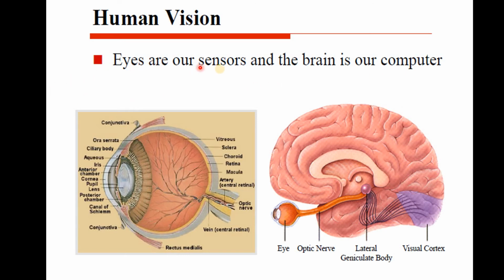So eyes are like sensors, like we have cameras, and then there is the brain that works like the computer hardware plus the software. Maybe you can say that the physical brain is the hardware, and whatever is inside the brain in terms of electrical signals is basically the software part. So how it works is that the image comes from the outside.